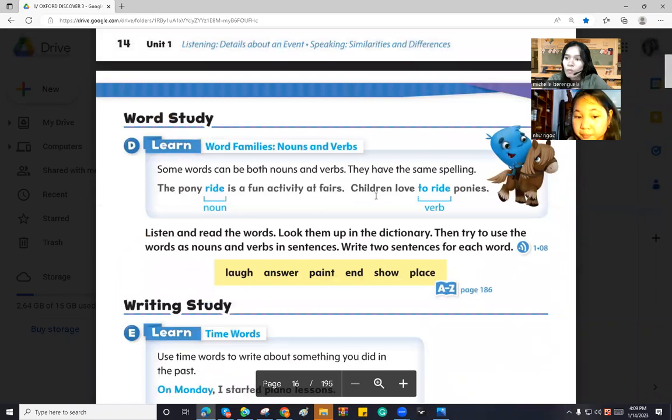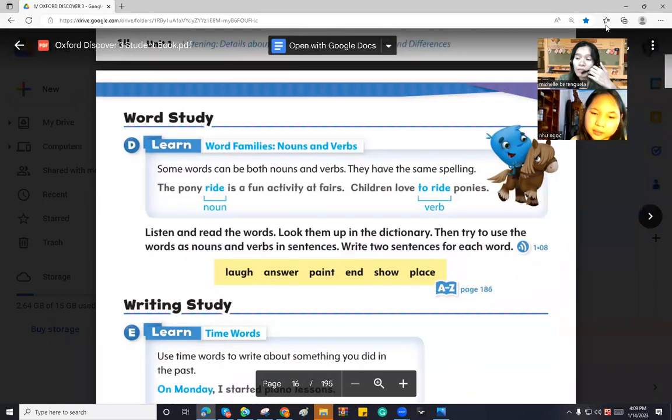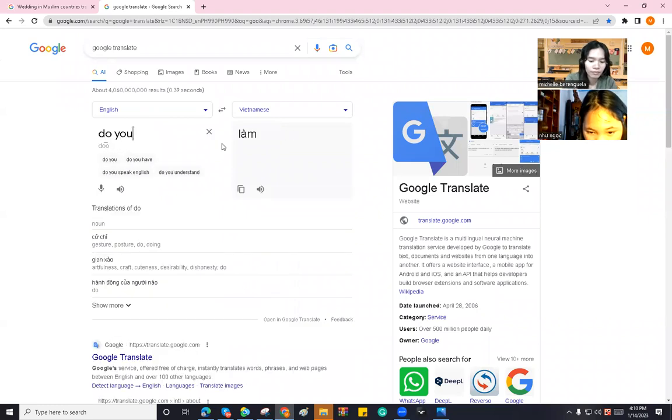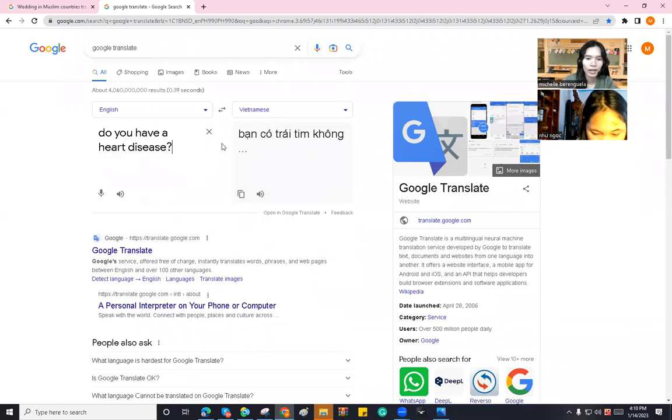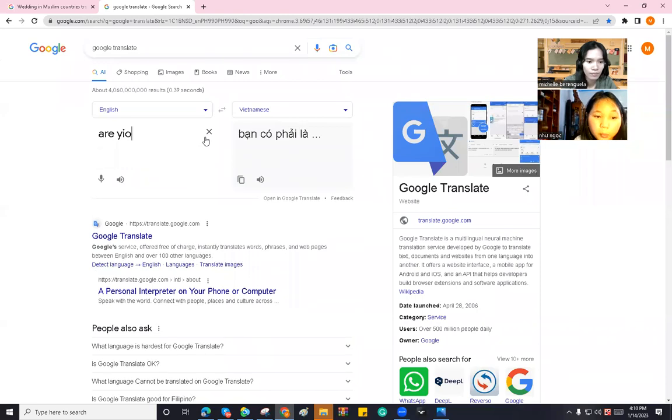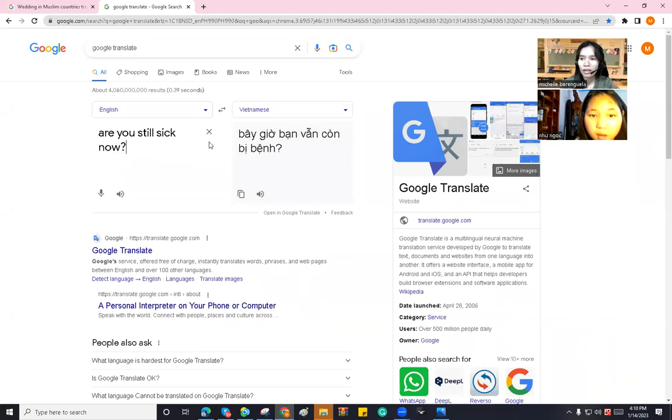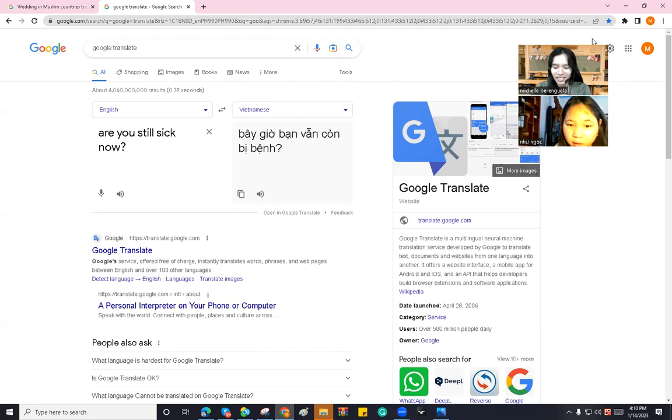When my mother gave birth to me, I was very sick and had a congenital heart disease. You have a heart disease? Oh no. Are you sick until now? I'm very weak. Yes, because it's a congenital disease.